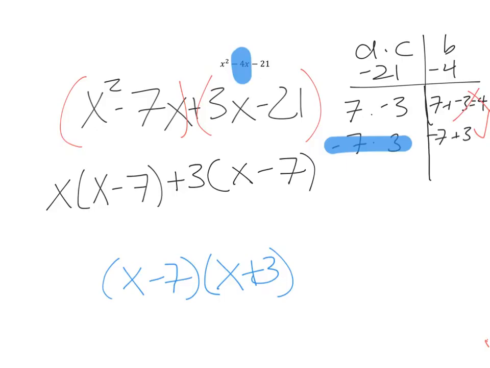Hopefully you notice, hey, both parentheses we got there are x minus 7. We factor that x minus 7 out, and we write what's left, which is x plus 3. And we are finished. Same answer that we got all the way down here from the beginning. Okay, there you go. That's it.